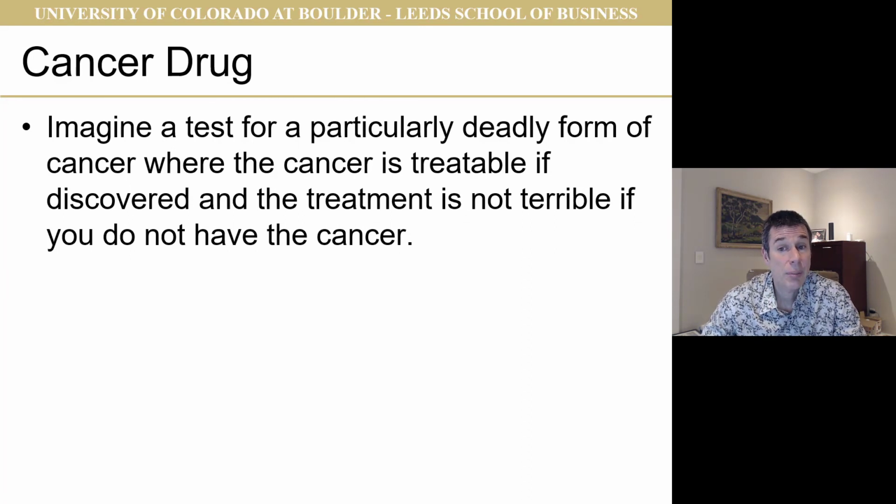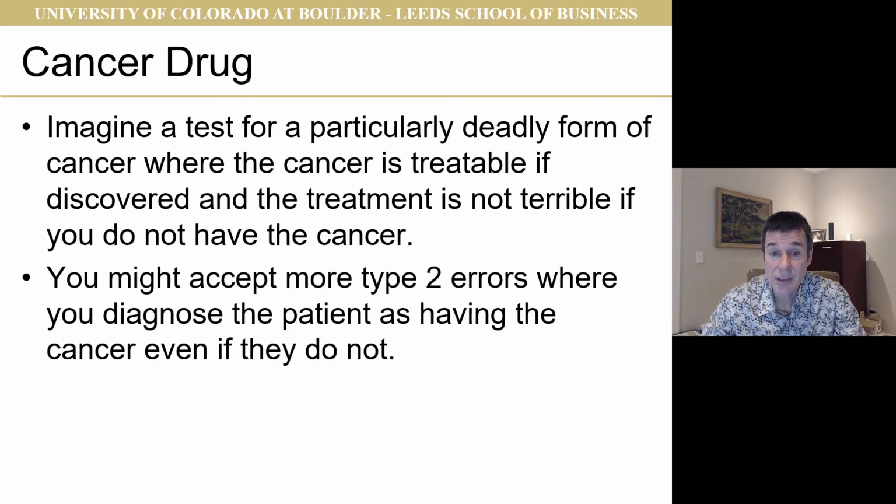What about a test for a particularly deadly form of cancer, where the cancer is treatable if discovered and the treatment is not terrible if you don't have the cancer? Well, in that case, you might accept more type 1 errors, where you diagnose the patient as having the cancer even if they do not, because we don't want to find ourselves in a position where we have lots and lots of patients for whom we have said they don't have the cancer but actually do.